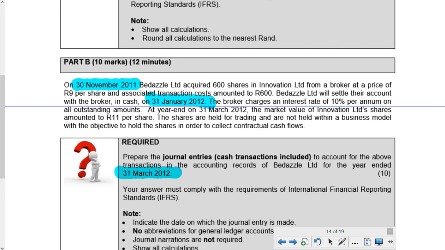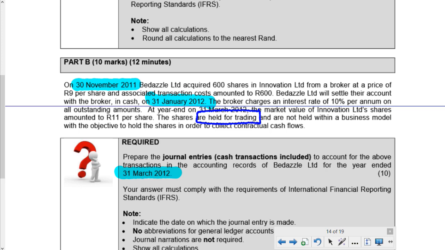Okay, so if you don't get told, assume that usually the way it works is you deal with the broker, you pay him all the transaction costs, and he pays whoever he has to pay. You're not dealing with a million people. So assume that you owe the broker for the 600 shares at 9 Rand a share plus the 600 Rand. At year end, the market value of the shares was 11 Rand. The shares are held for trading. They are not held within a business model with the objective to hold shares to collect contractual cash flows, although that would only be debt instruments anyway, but in this case, they are held for trading.